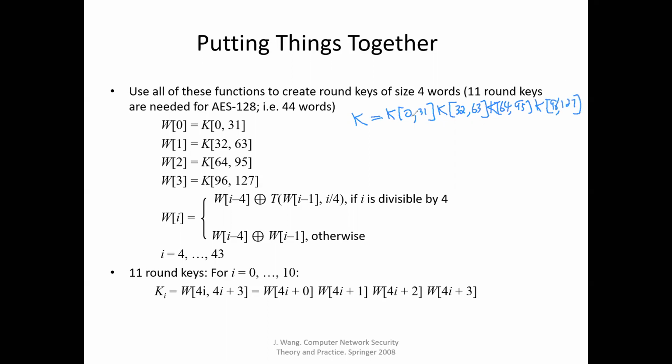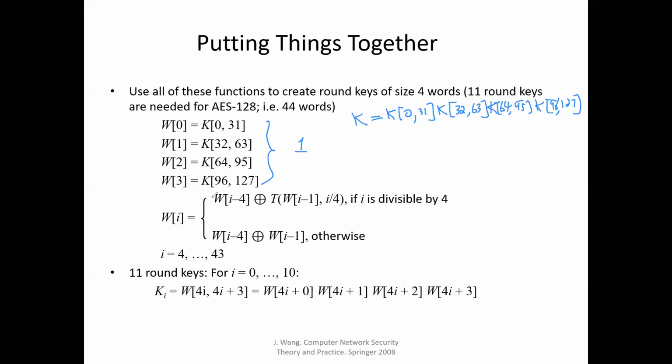So this will be W0, W1, W2, W3. From now on, I'm going to define Wi, because I want 11 keys. This is already the first key, so I want 10 more keys. That means I want 44 such Wi altogether, but 4 are already counted here.